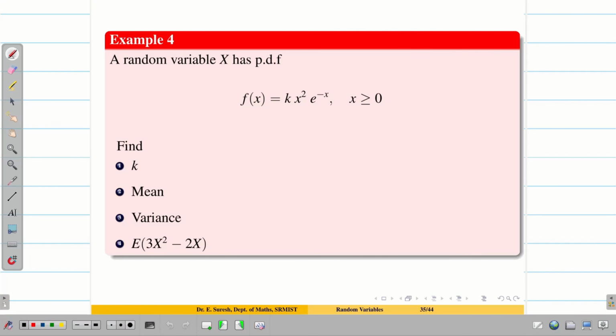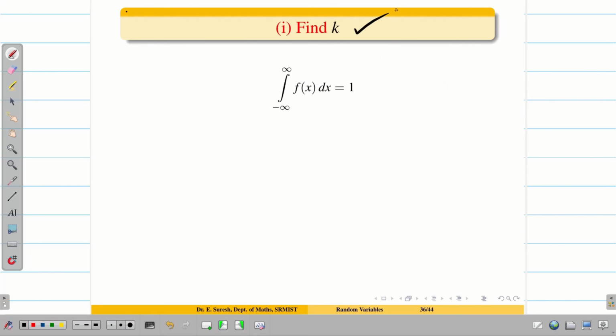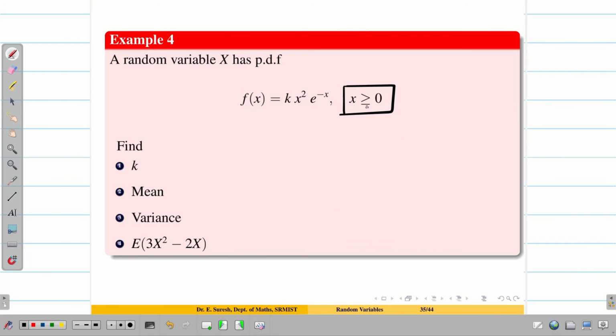So let us crack one by one. First, we have to find k. We know that total probability is always 1. So the integral from minus infinity to infinity of f(x) dx is equal to 1. For our problem, it is mentioned that x is greater than or equal to 0.